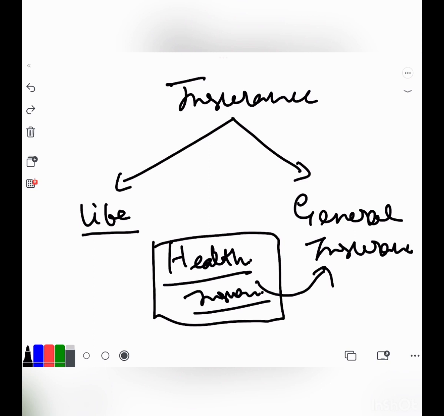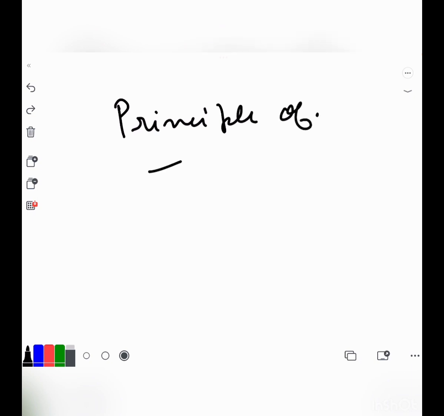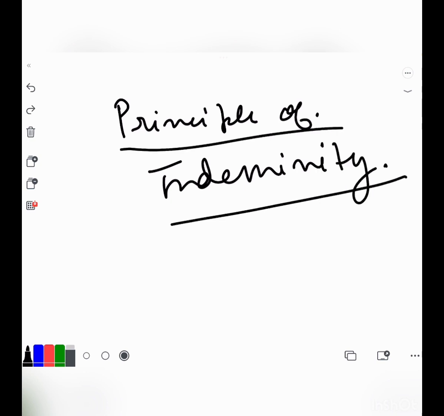Now, how do we differentiate between life and general insurance? The basic differentiation is because of the principle of indemnity. Now, what is the principle of indemnity? It says that insurance cannot be used for profit making and insurance should be used only for recovering losses.